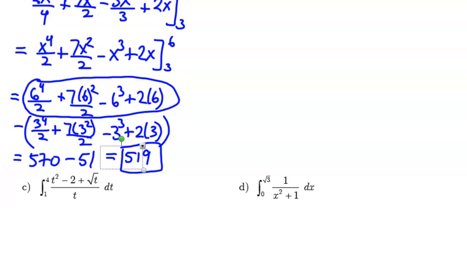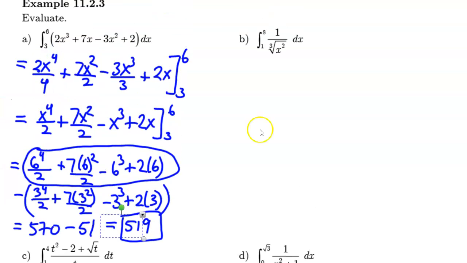Okay, let's move on to part B. Maybe this is a little bit simpler, we'll see. I'm going to rewrite this as the integral from 1 to 8 of the function x to the negative 2/3 dx. That might make it a little bit easier to find the antiderivative.